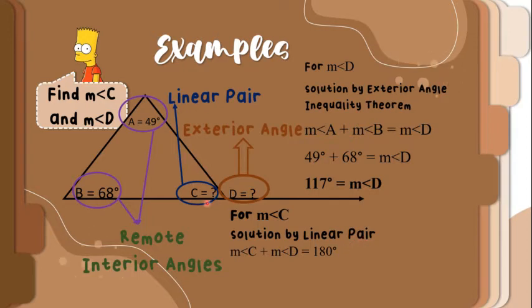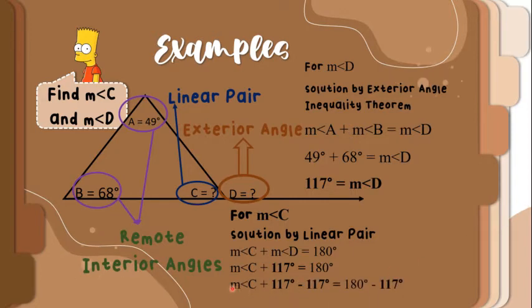Since we don't have the value of the angle C, let's continue substituting the measurement of angle D, which we have here, which is 117. Okay, measurement of angle C plus 117 degrees equals 180 degrees. The same with example number 1, we are going to apply the subtraction equality property. Okay, we are going to subtract 117 degrees on both sides.